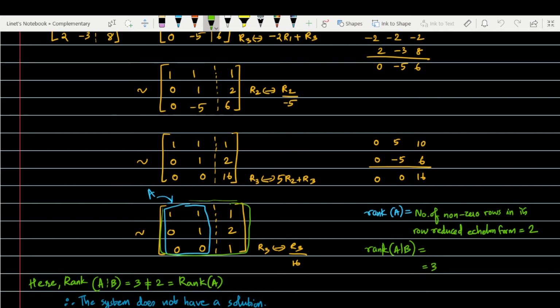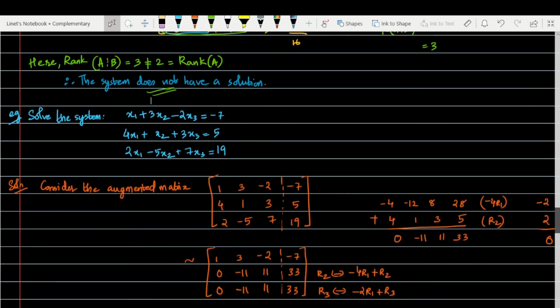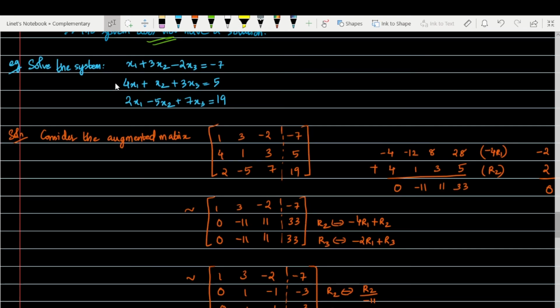We need not move into the further steps because this system will never have a solution. Okay. So that's a point you have to keep in mind. Now the next example is: solve the system x1 plus 3x2 minus 2x3 is equal to minus 7, 4x1 plus x2 plus 3x3 is equal to 5, 2x1 minus 5x2 plus 7x3 is equal to 90. So you consider the augmented matrix, then you are going to reduce it to the echelon form.